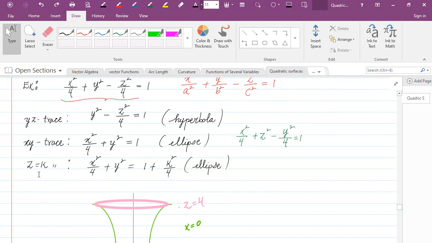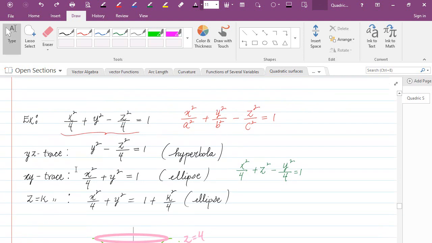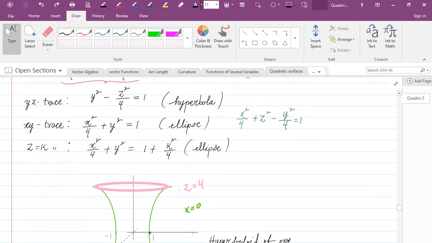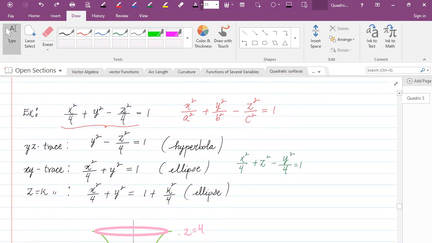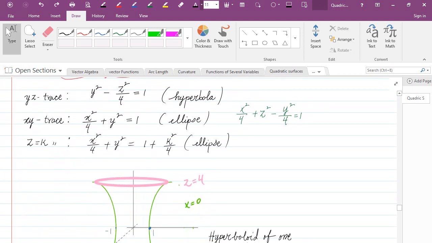So in this plane z is equal to k, what's the trace? Well, when z is k, we plug in k for z here, and then if we do that, we get this equation. So if I put a k here and then put this term on the other side, this is what we get. So we see that the trace is an ellipse in the plane z is equal to k.